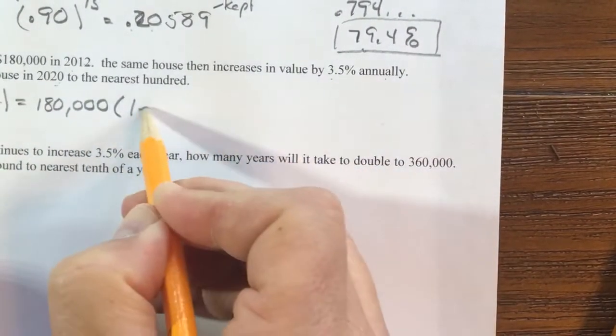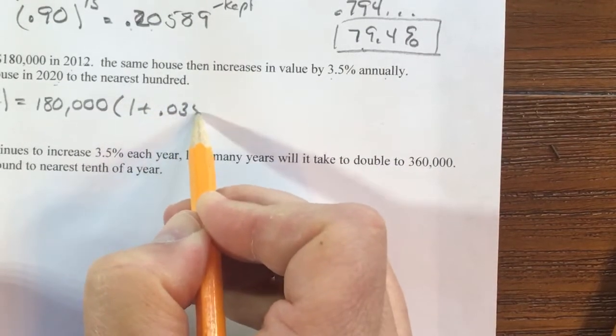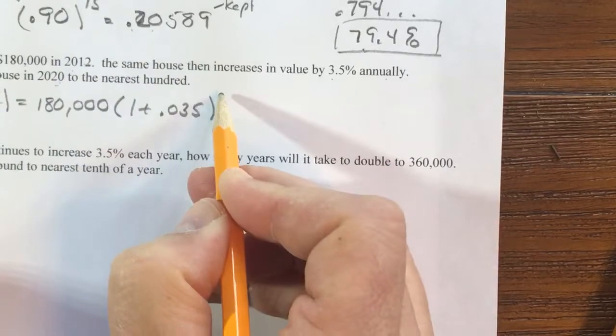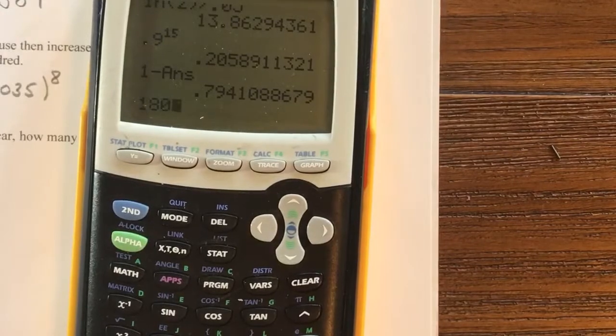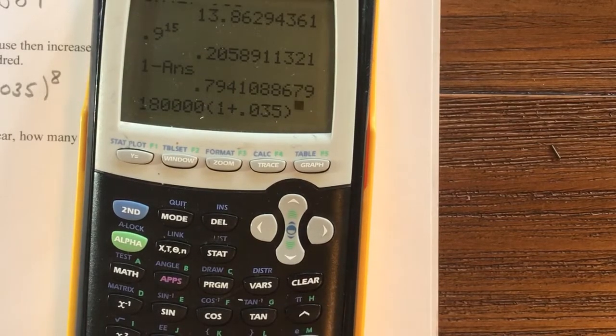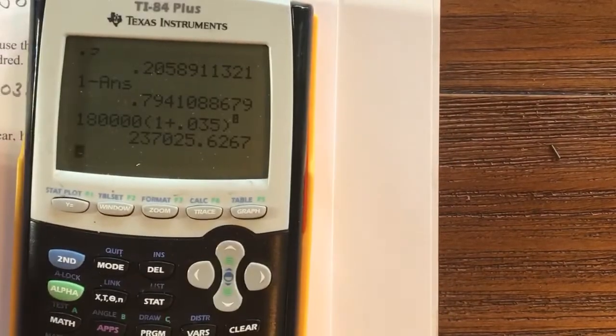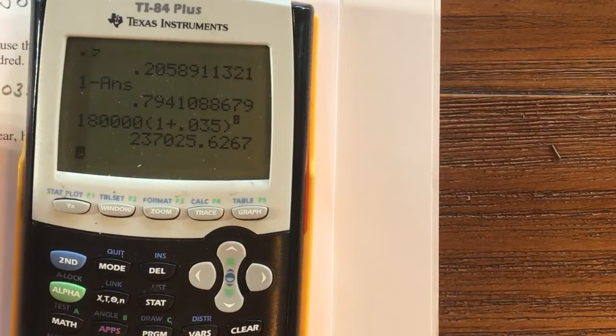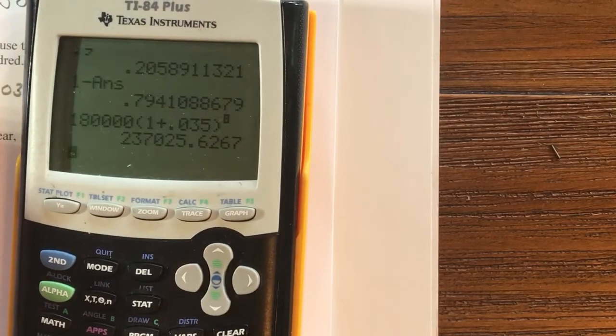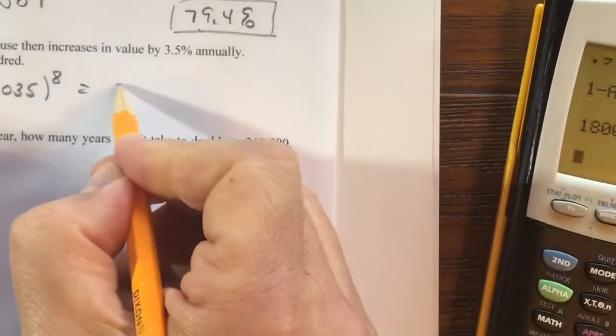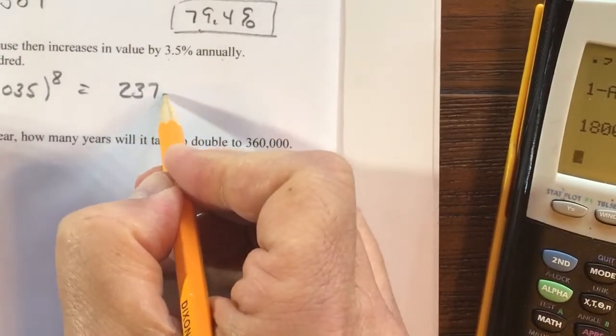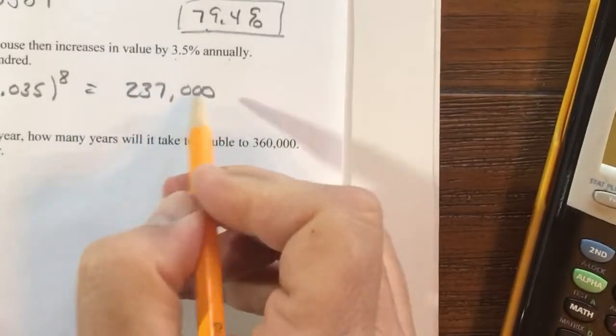I'm increasing. Again, be careful. 0.035. And how much time went by? 8 years went by. So 8 years later, what is this house worth? 1 plus 0.035 raised to the 8th power. It says round to the nearest hundred, not hundredths, 100. So 237,000, and then 00, because I'm rounding to the nearest $100.